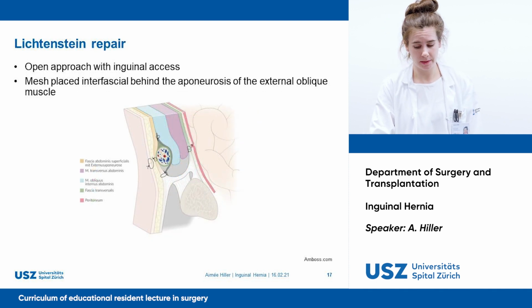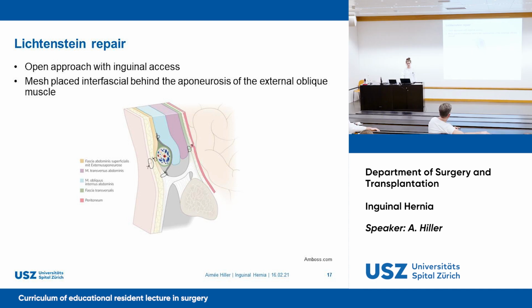Now the Lichtenstein repair is also an open approach with an inguinal access. It's a mesh-based approach, and you place the mesh between or behind the aponeurosis of the external oblique and in front of the internal oblique muscle.